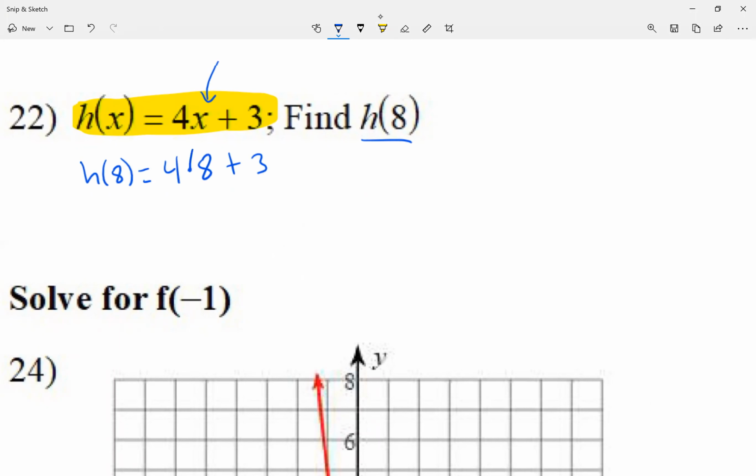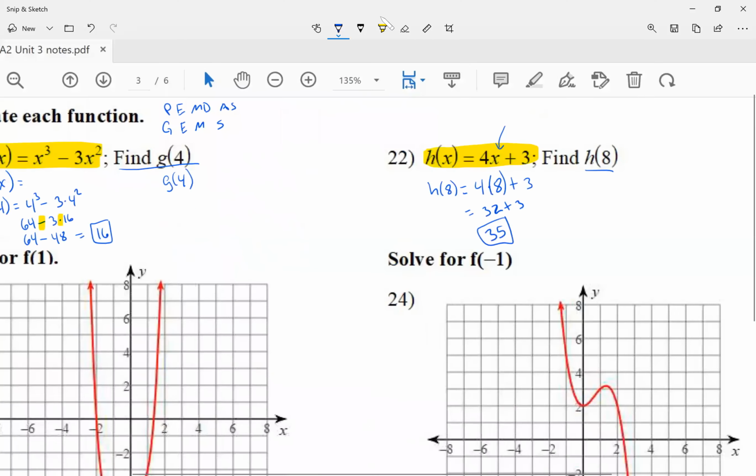Notice I used the dot as a times. Some people actually like parentheses, so let me use parentheses: 4 times 8, plus 3. I see multiplication and addition. I know I have to multiply first. So this is equal to 32 plus 3. 4 times 8 is 32, so I did my multiplication first. Adding and subtracting is the very last thing that I do. 32 plus 3, that's 35. So this is how we're going to evaluate these functions.